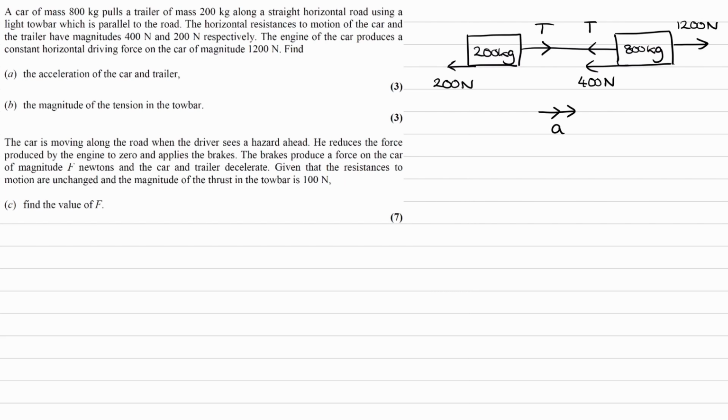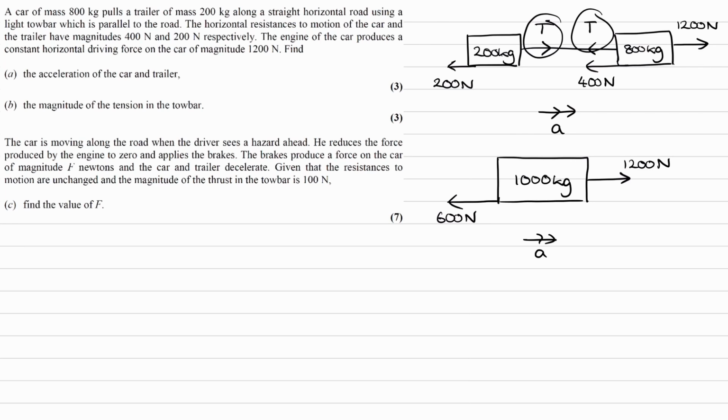To work out the acceleration, probably the easiest way is to consider the car and the trailer as one system, or as one object. So here is the car plus the trailer. The overall mass is 1,000 kilograms. Acceleration is still towards the right. The driving force on the whole system is 1,200 newtons, and the overall backwards force is going to be 600 towards the left. The tension forces are internal forces, and whenever you have internal forces, they cancel out, so they would not be represented on our diagram.